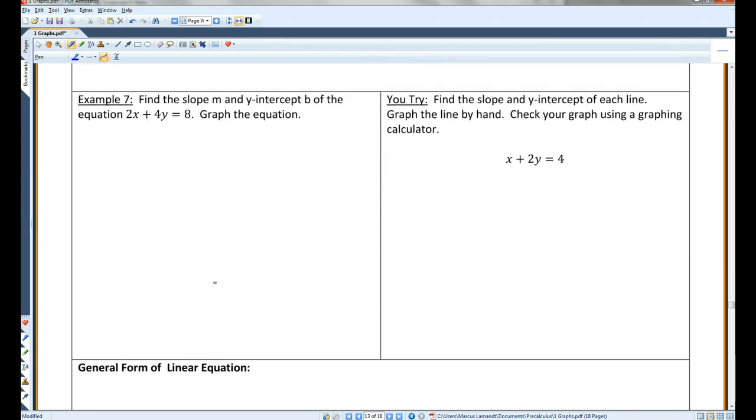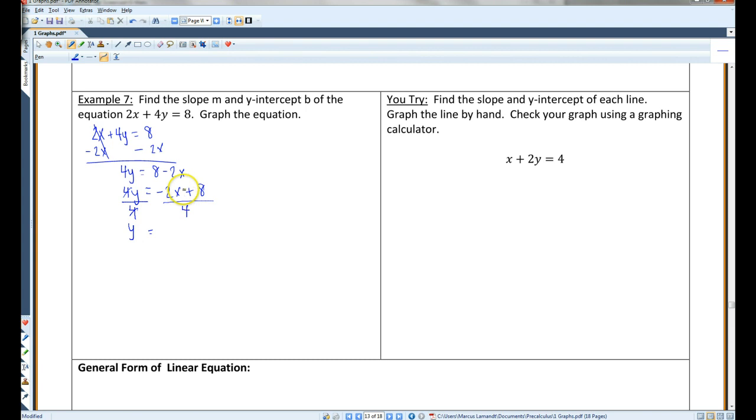Example 7, find the slope m and the y-intercept b of this equation. Graph the equation. Alright, so we're given 2x plus 4y equals 8. The way I'm going to do this is put this in slope-intercept form. So I'll subtract 2x from both sides. This goes away. I've got 4y equals 8 minus 2x. I'm going to switch these two. So now I have 4y equals negative 2x plus 8. Make sure the negative stays with the 2x. Now I'm going to divide by 4.